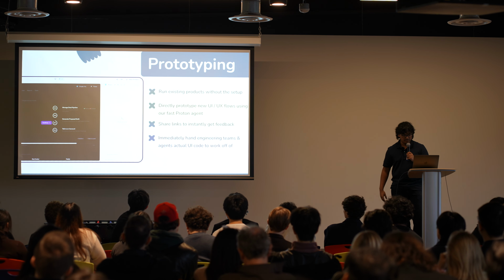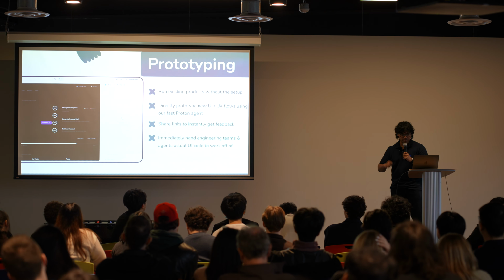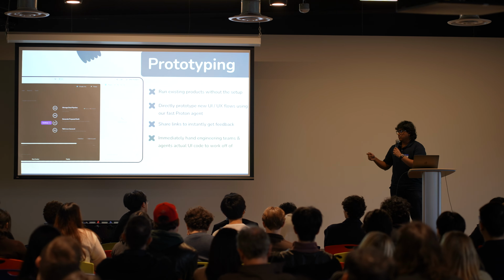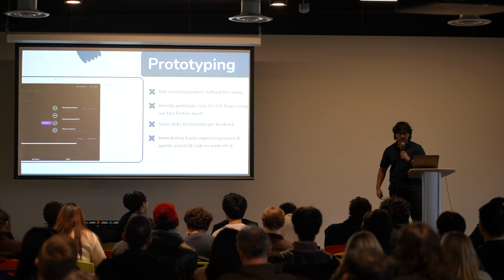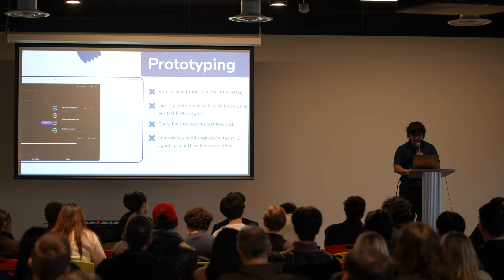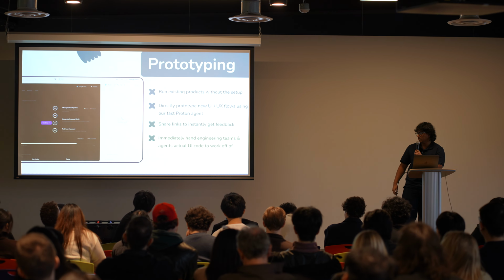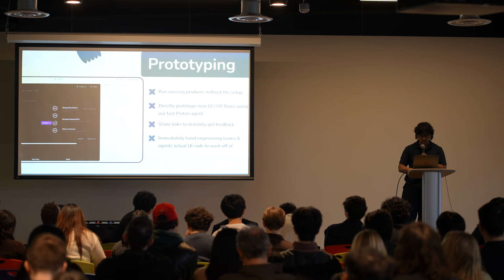So we have a coding agent, which basically lets you prototype directly on the product. Once you generate your prototypes, you can share links to instantly get feedback. This is still all completely done in the browser, and you can immediately hand engineering teams and agents actual UI code to work off of.